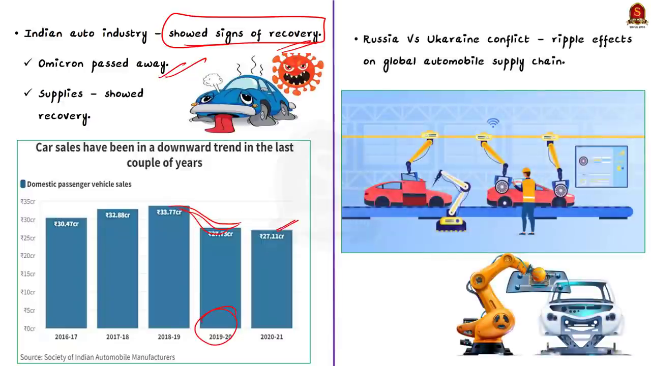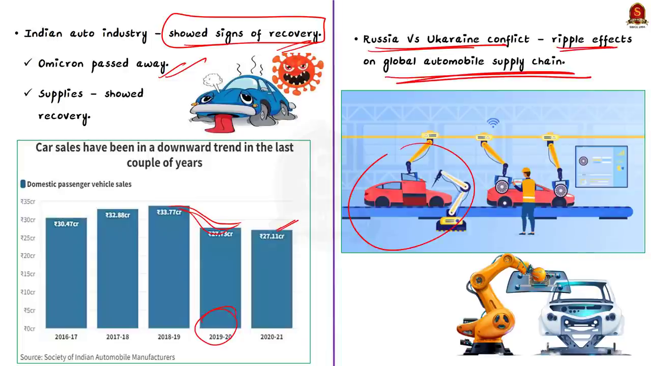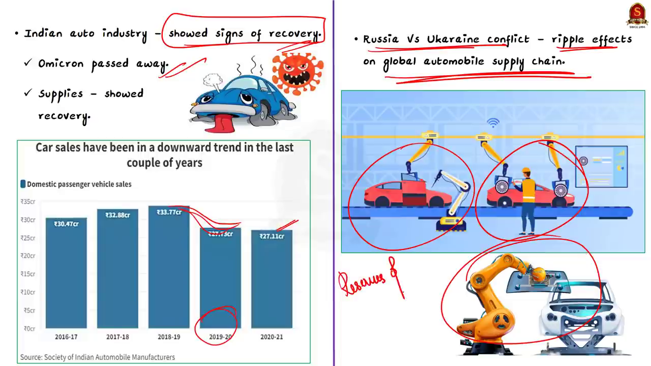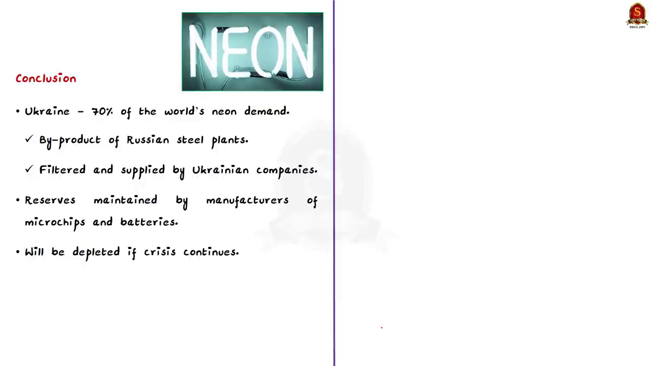But again came the Russian invasion of Ukraine. See, this will have ripple effects on the global automobile supply chain. And this is because Ukraine and Russia hold reserves of some rare elements required in the production of semiconductors, vehicle batteries, and other related components. See, Ukraine caters to almost 70% of the world's neon demand. The neon gas is a byproduct of Russian steel plants, which is then filtered and supplied by Ukrainian companies.